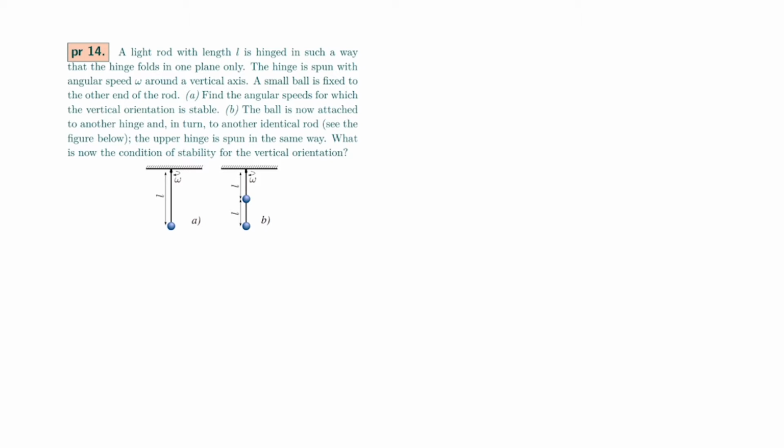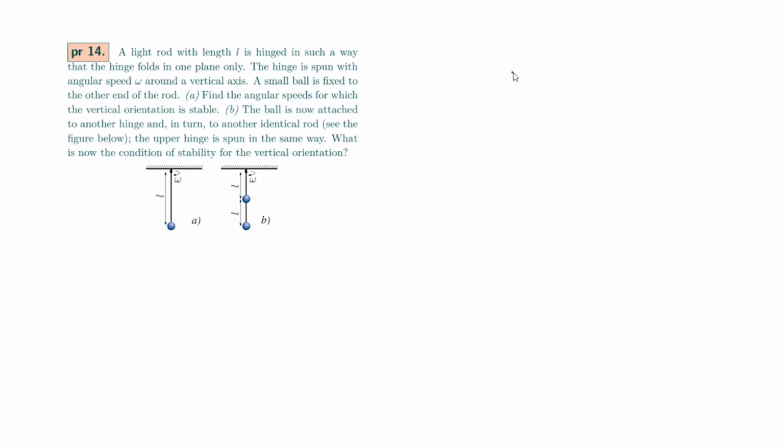A light rod with length L is hinged in such a way that the hinge folds in one plane only. The hinge is spun with the angular speed omega around the vertical axis. A small ball is fixed to the other end of the rod. A. Find the angular speeds for which the vertical orientation is stable. B. The ball is now attached to another hinge and in turn to another identical rod. See the figure below. The upper hinge is spun in the same way. What is now the condition of stability for the vertical orientation?